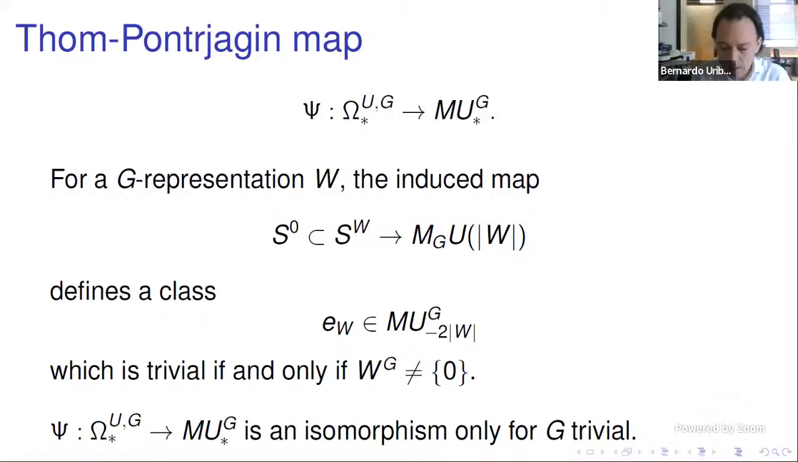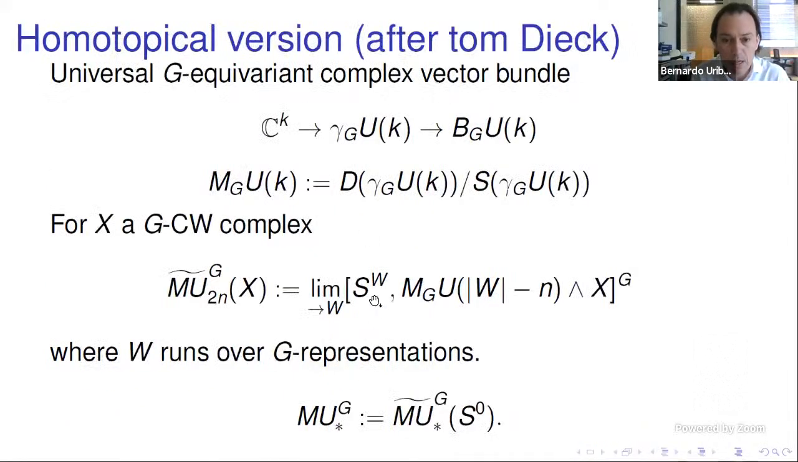What is S^W? Let me go back. Is this the sphere? It is the one point compactification of the representation. So it has two fixed points, the zero and the infinity, or the Thom construction of the bundle over a point of the sphere. Cool. So we have to stabilize, that's a good point.